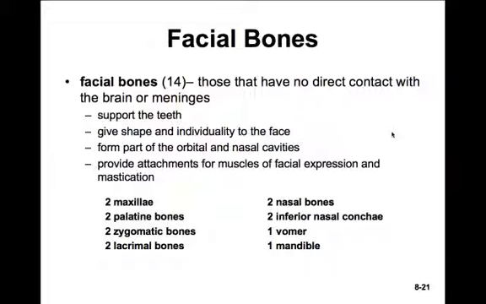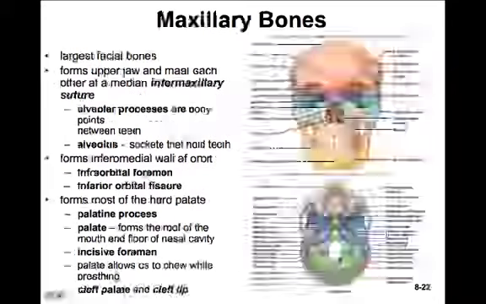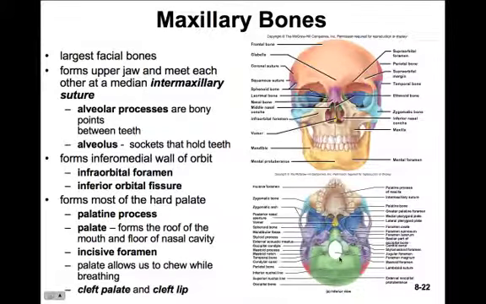chewing. There are two maxilla, two palatine bones, two zygomatic bones, two lacrimal bones, two nasal bones, two inferior nasal conchae, one vomer, and one mandible. And naturally, each of them has features that we'll take a look into now. Let's look first at the maxillary bones.